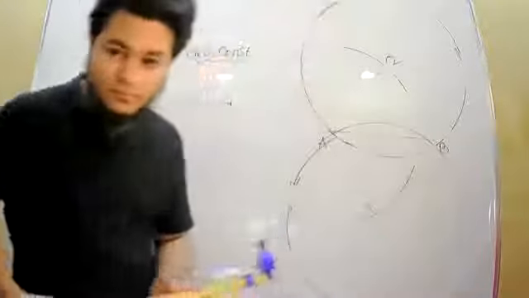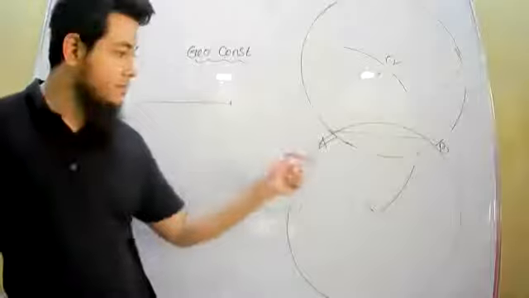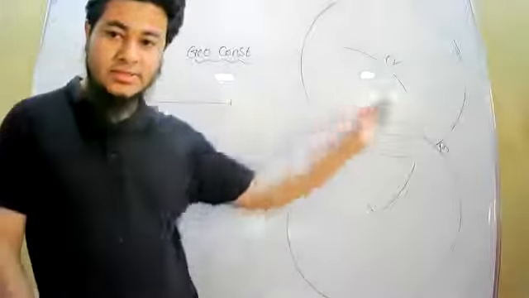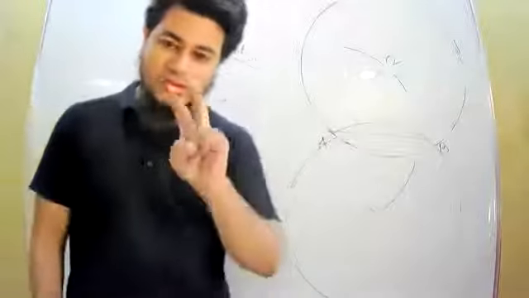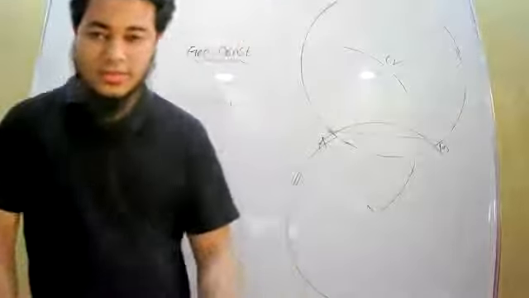Okay, got the idea? You can take this one as the center and you can draw another circle. In your book also they have drawn the circle for you. Is it clear?